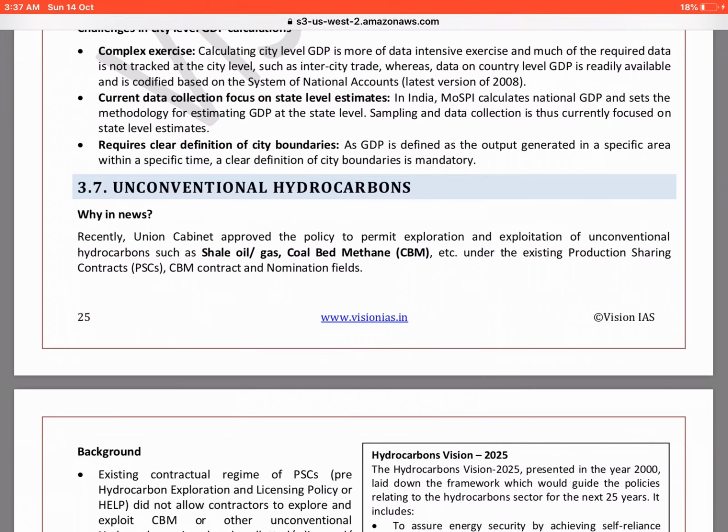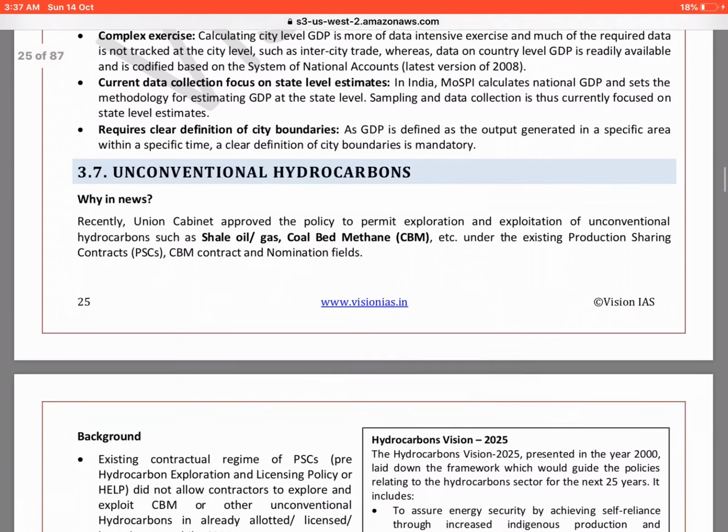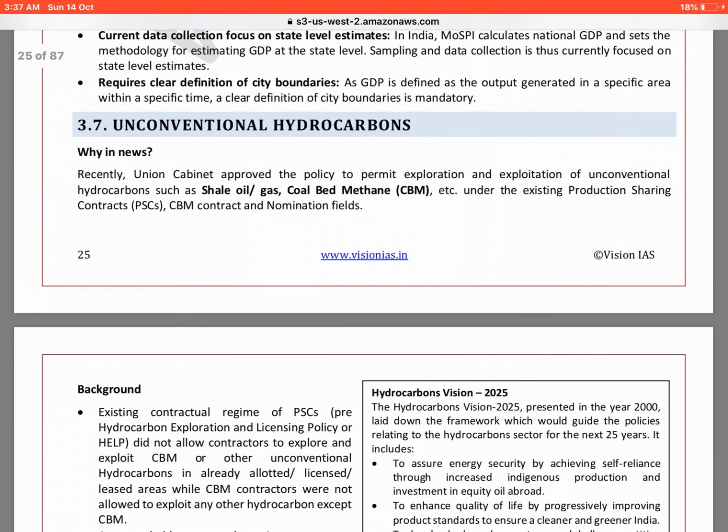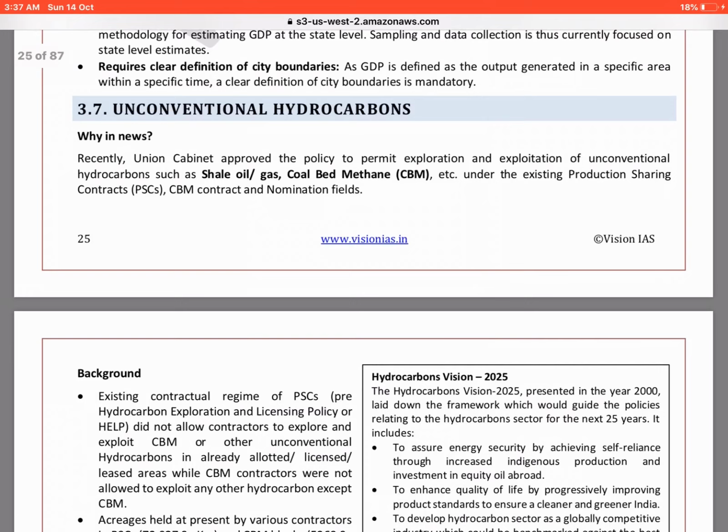It requires a clear definition of city boundaries. As GDP is defined as the output generated in a specific area within a specific time, we need to define the boundaries of a particular city. Then only can we justify the GDP definition, because it is the output generated in a specific area. If we don't have clear city boundaries, GDP calculation will be very difficult.